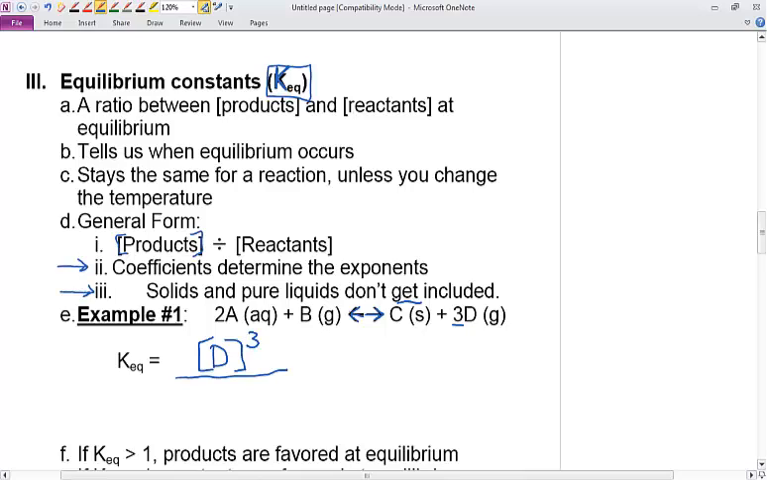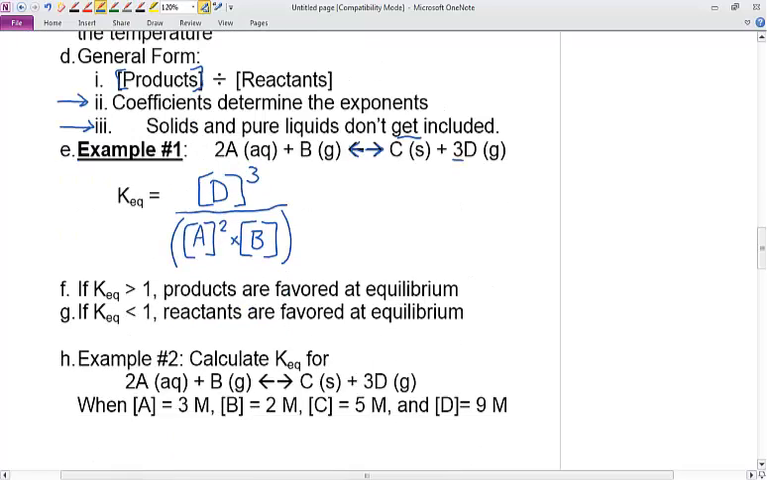And then for our reactants, we have A, which is aqueous, and that will be to the second. And here's where a lot of people get confused. You are not adding B, you are now multiplying it in your denominator. And this whole quantity will need to be put in parentheses when you put that into your calculator.